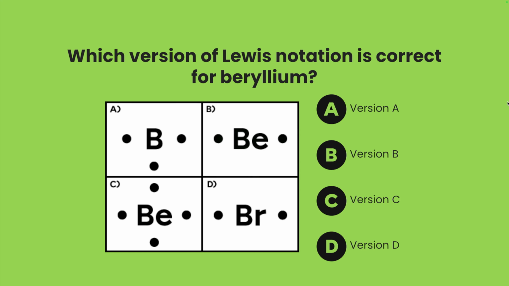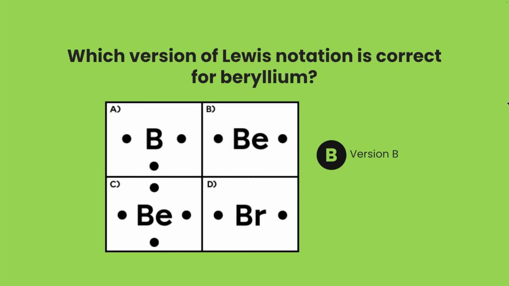Which version of Lewis notation is correct for beryllium? Is it version A, version B, version C, or version D? The answer is version B.